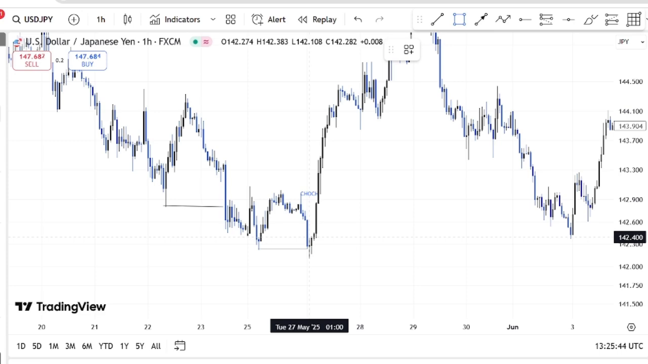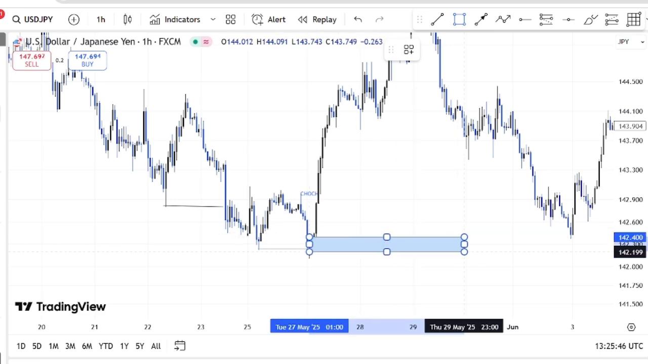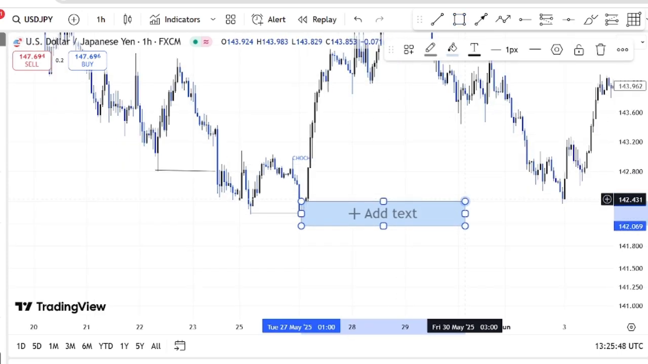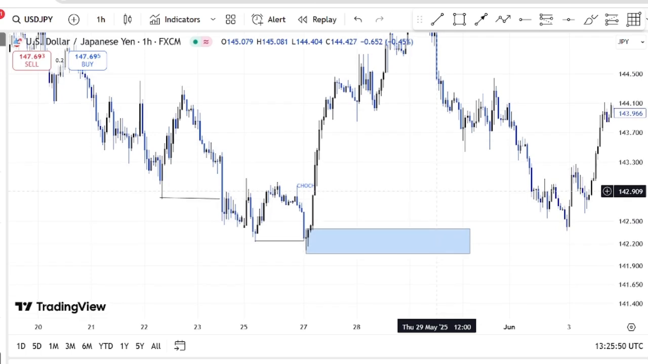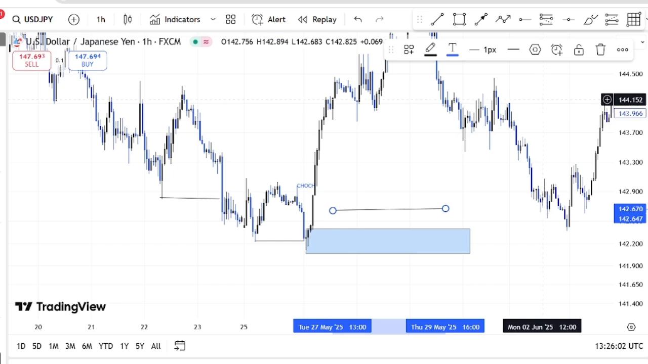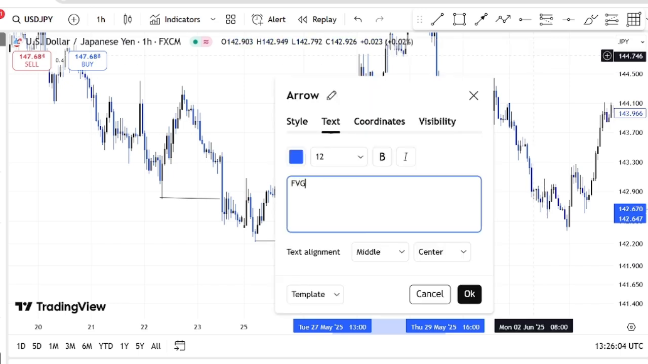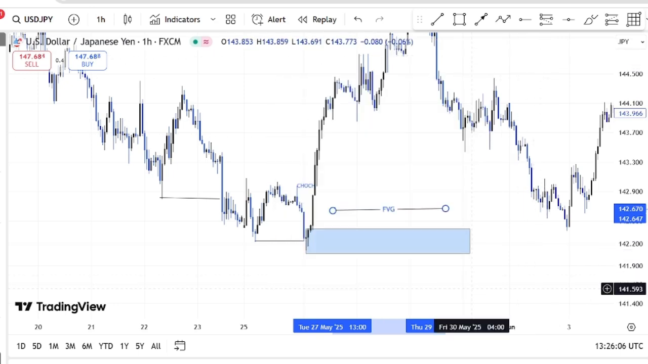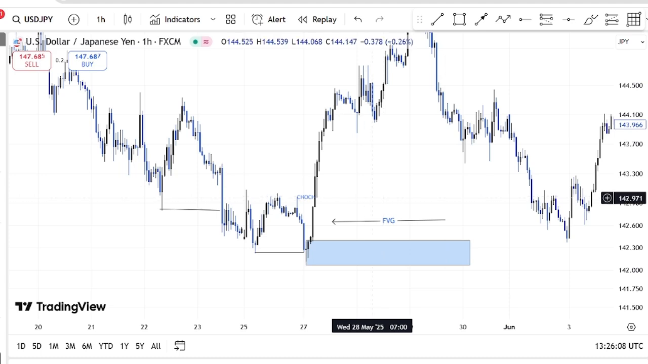This is our order block. This is the order block here, sitting at this point. At this point, we also have our fair value gap. We have this fair value gap sitting here. So that's our fair value gap. Look at this candle. You see there's a fair value gap resting there.